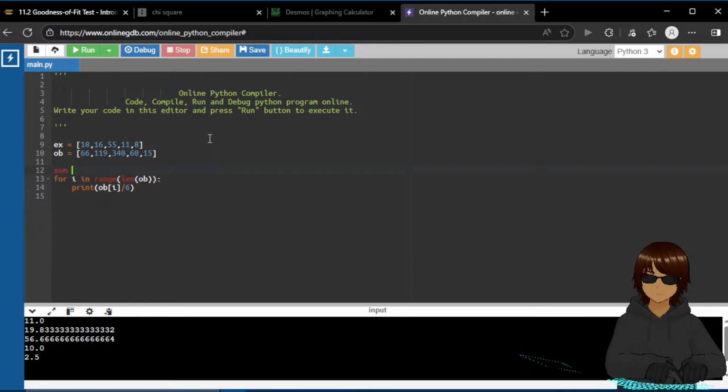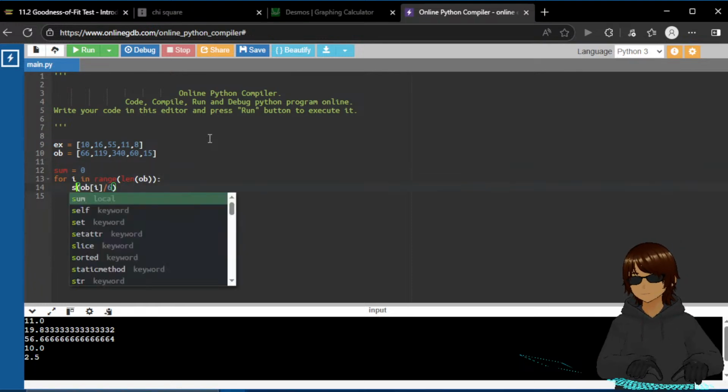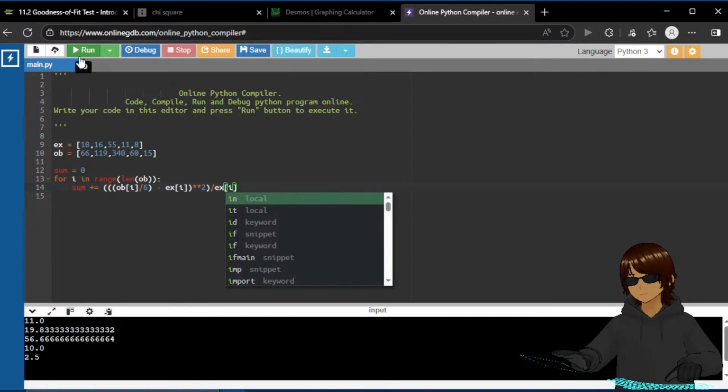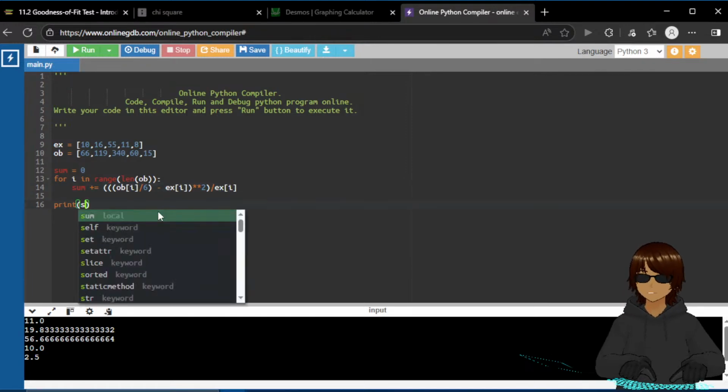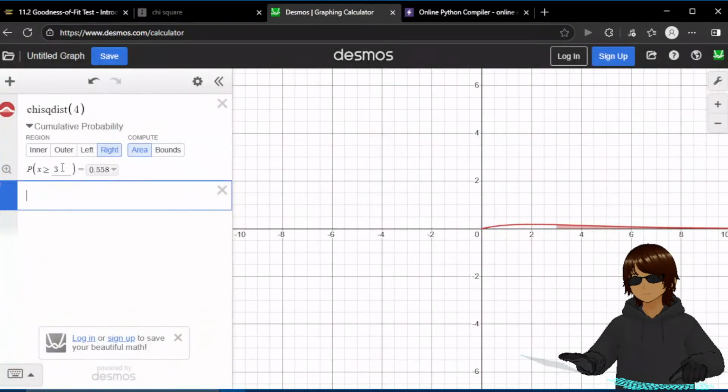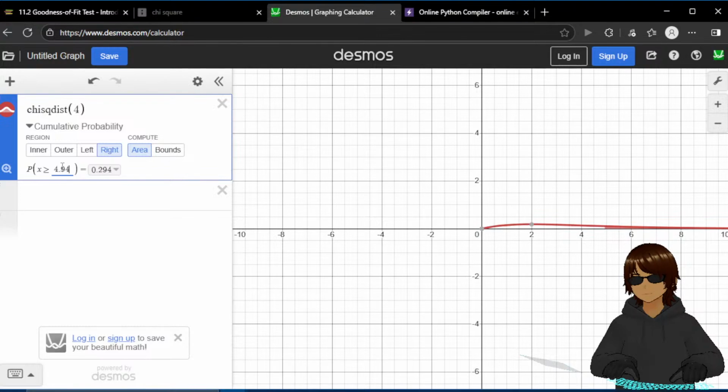Okay. Sum is 0. Sum, for each value, observed minus the expected value, squared, divided by the expected value. Print sum. 4.94. So 0.294.